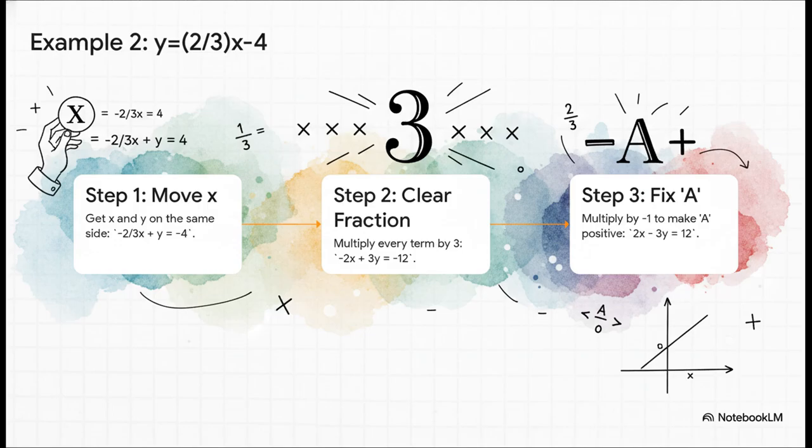This one has a fraction. y equals 2/3 x minus 4. The first step is exactly the same. Let's move that x term over to the left. So now we have negative 2/3 x plus y equals negative 4.